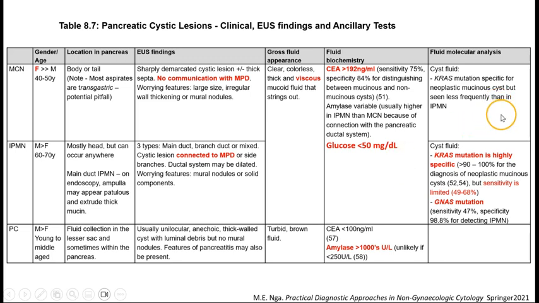Cyst fluid molecular analysis is extremely important in the context of neoplastic mucinous cysts, and I mentioned these molecular tests earlier on in the previous slide, but it is also important to know that sensitivity is quite limited, however, specificity is very high. For pseudocysts, we often get turbid brownish fluid, and again, one thing of note is that the amylase level really should be in the thousands.